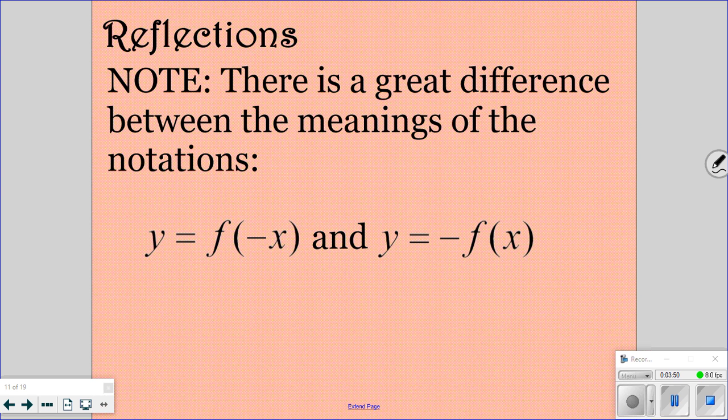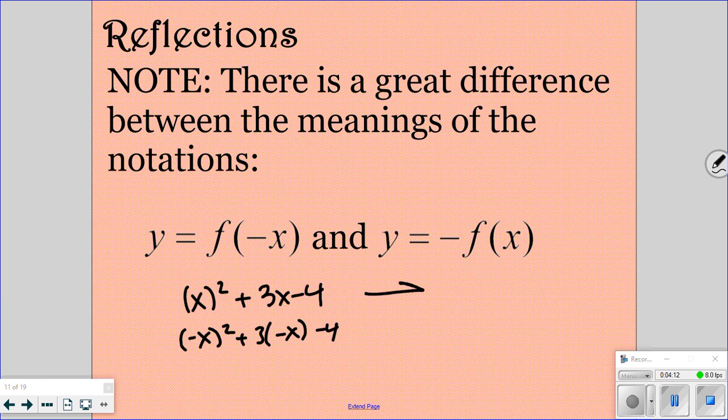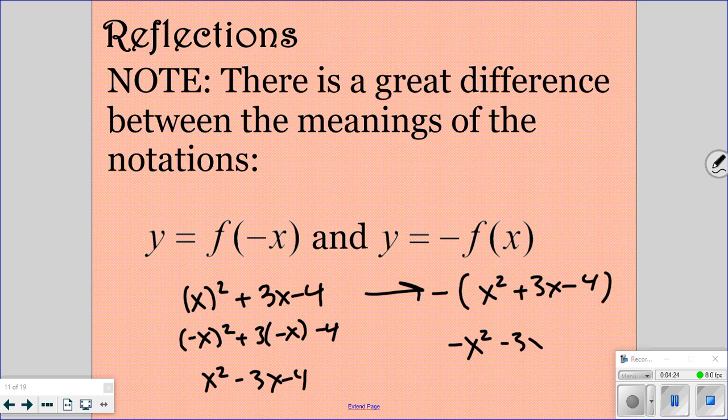Now, there is a big difference between the notion of f of negative x and negative f of x. This means everywhere you have an x, that we would make it negative x squared and then negative x. But over here, that same equation would go to negative x squared plus 3x minus 4. So this one would be x squared minus 3x minus 4, and this one would be negative x squared minus 3x plus 4. So it's a big difference between having the negative with the x and the negative on the outside.